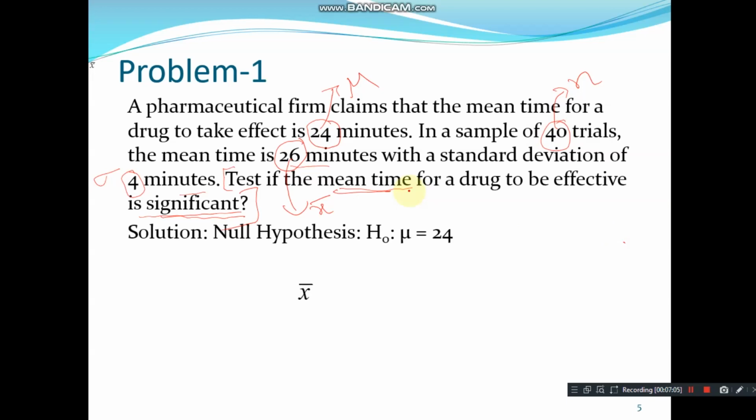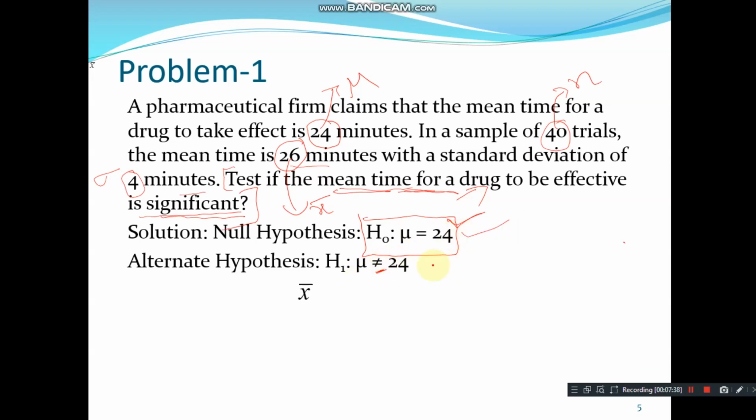Now let us see what the null hypothesis is for this. They are claiming that the mean time is 24. So exactly we are taking the null hypothesis, mu is equal to 24, and we are converting this statement into statistics. H0: mu is equal to 24. This statistical statement agrees with the given statement, but the opposite of this statement is the alternate hypothesis. That's why H1 is mu not equal to 24. Now we have chosen H0 and H1, the null hypothesis and the alternate hypothesis.